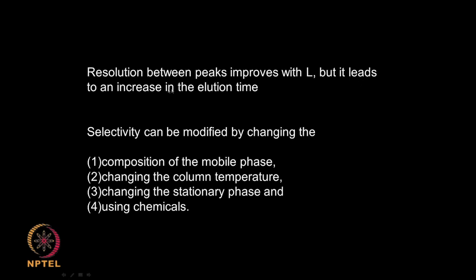Okay. Resolution between peaks improves with the length of the column, but the problem is if you increase the length, the elution time also increases. The selectivity can be modified by modifying the composition of the mobile phase, changing the column temperature, changing the stationary phase, using some chemicals and so on.